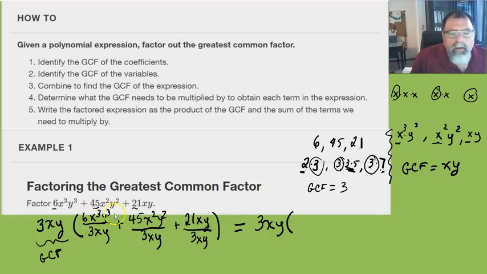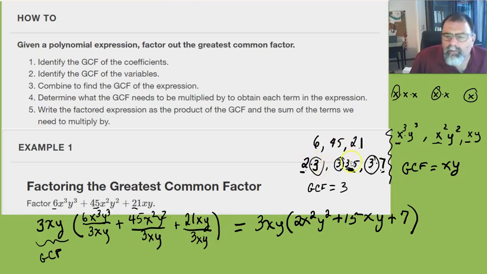So I'm going to do 6 divided by 3 is 2. X cubed divided by x is x squared. Y cubed divided by y is y squared. And then I do that for each term. 45 divided by 3 is 15. X squared divided by x is x. Y squared divided by y is y. And then the last term, 21 divided by 3 is 7. The x's cancel, the y's cancel, so I'm just left with 7.